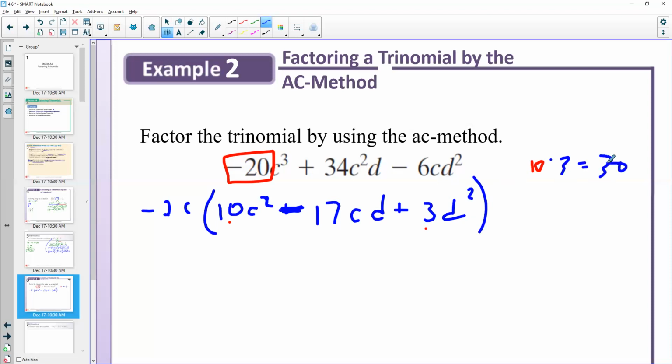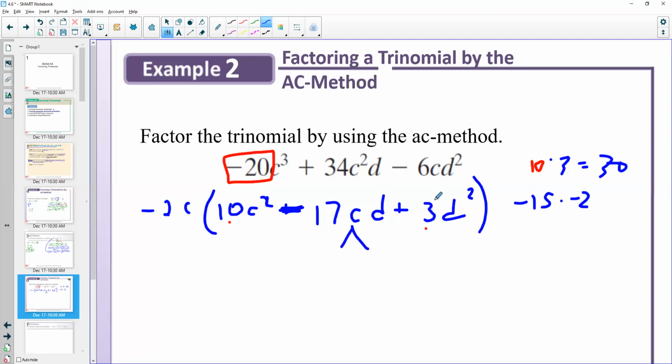Sorry, my computer's a little slow picking up my pen here. I need two numbers that multiply to 30 and add to -17. So let's see, 10 and 3 don't work. 5 and 6 don't work. Oh, but -15, I could do -15 times -2, right? That would work. So now I'm going to rewrite that guy.